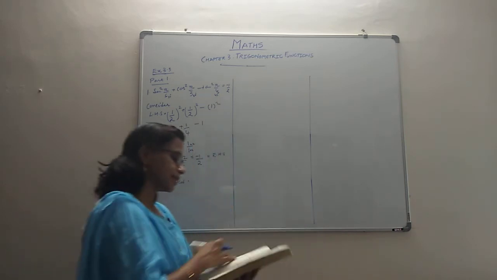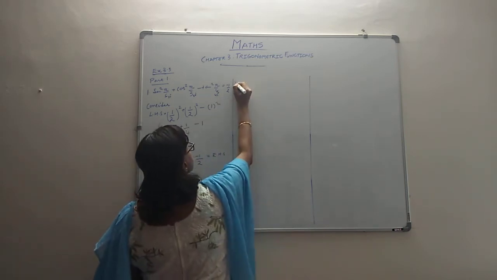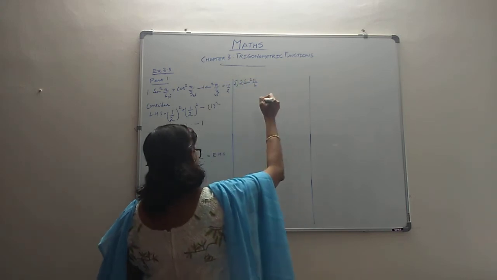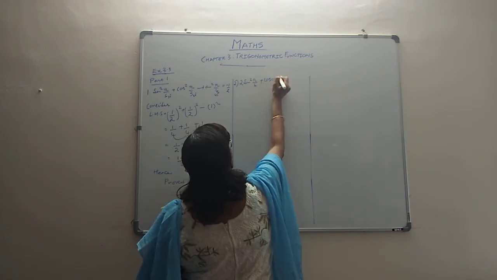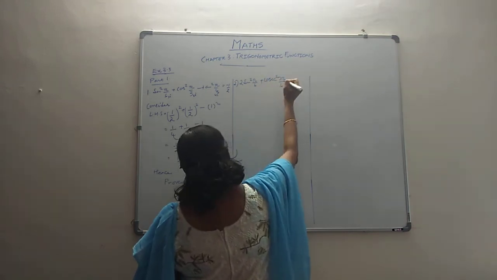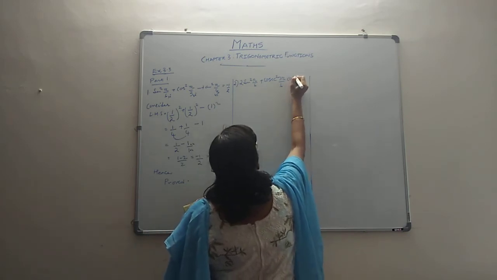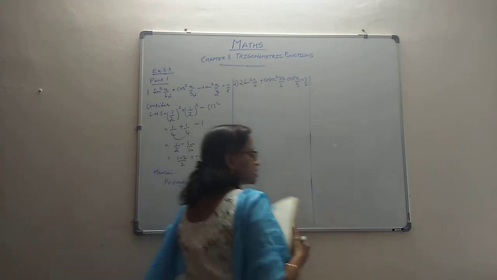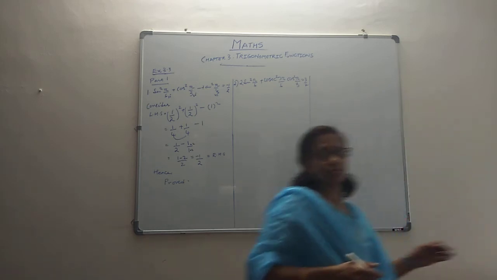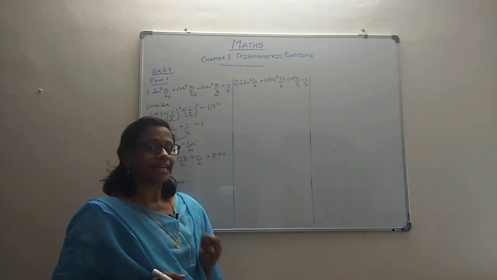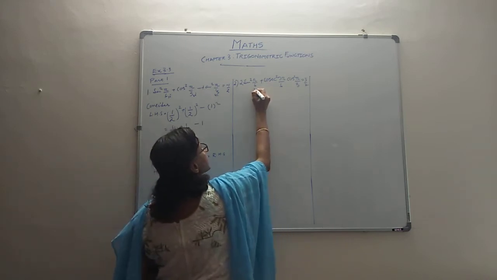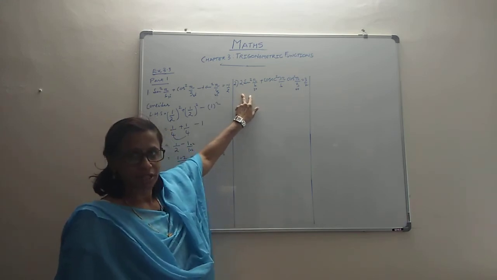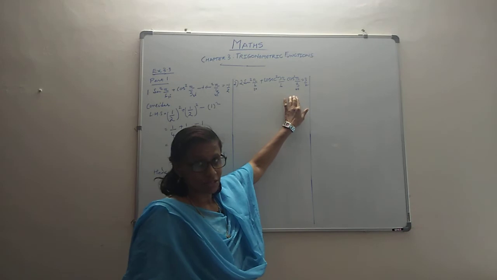They are asking us 2 sine squared pi by 6 plus cosec squared 7 pi by 6 into cos squared pi by 3. They say this is equal to 3 by 2. You need to show that this is equal to 3 by 2. Always with these kinds of questions, you first look out for standard angles. Pi by 6 is 30, and pi by 3 is 60. So these measurements will be easy for us to write and substitute.